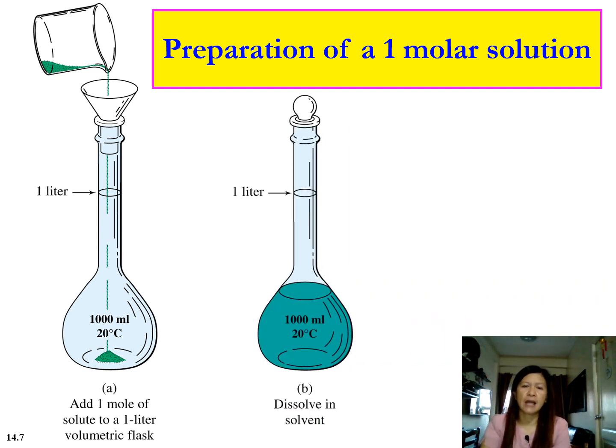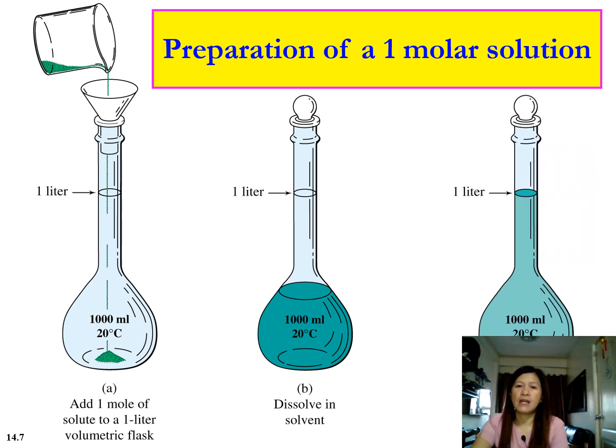Then you first add a small amount of the solvent to dissolve the amount of solute that you added, that's 1 mole of the solute, and then fill in the container with solvent to make a volume of 1 liter. So that's how you prepare 1 molar solution wherein the solute is solid and the solvent is liquid in this case.